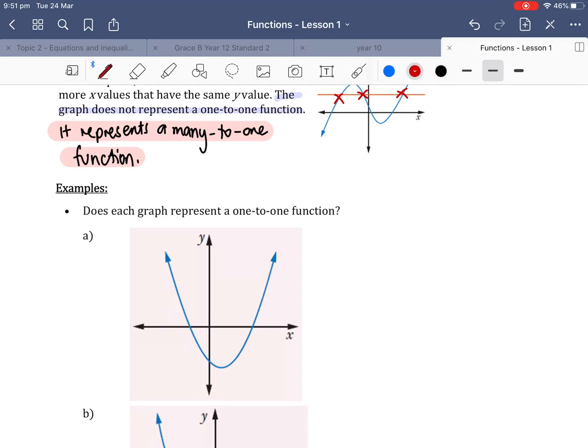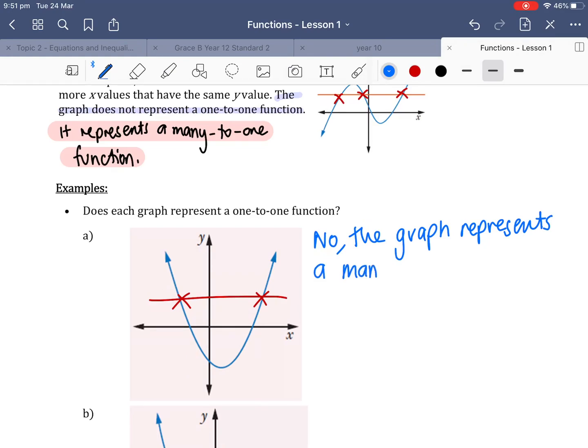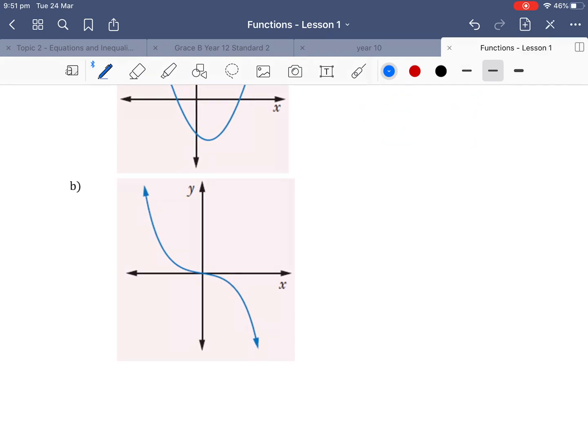Okay, some examples. Does each graph represent a one-to-one function? If we were to draw our straight line anywhere through, it crosses more than once. So it does not represent a one-to-one function. So does each graph represent a one-to-one function? No, the graph represents a many-to-one function.